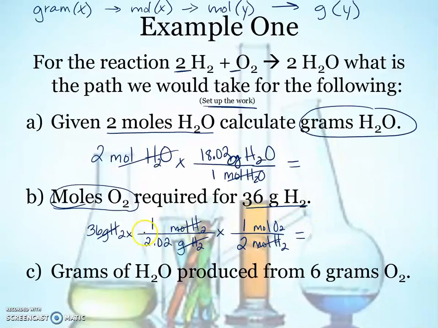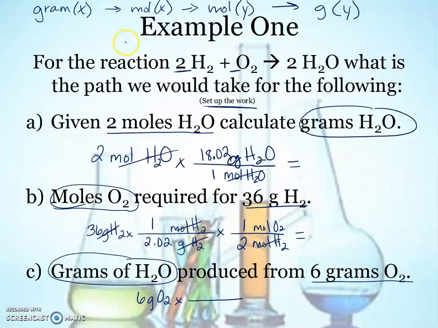Okay, what if we had grams of water, or how many grams of water, so that's what we're looking for, produced from 6 grams of O2. So look, we're going from grams of one thing to grams of another. So we're starting here at the beginning and we have to go all the way through to the end. So we start with 6 grams of O2.